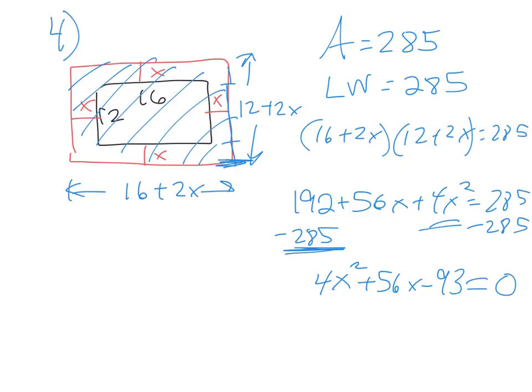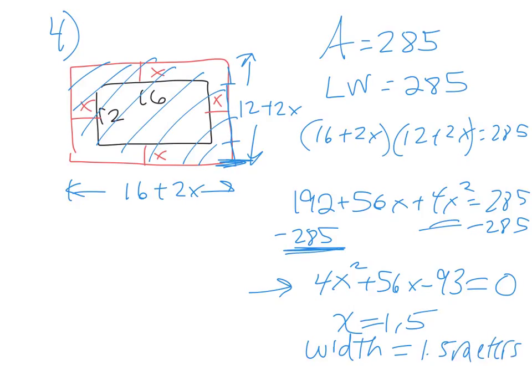So you can graph this and find the zeros. You can use a quadratic formula. Factoring is a little rough on this one. I graphed it, and when I graphed it, I found that the only positive 0 was x equals 1.5. So the width of the walkway is 1.5, and the unit was meters in this problem. So the width is 1.5 meters.